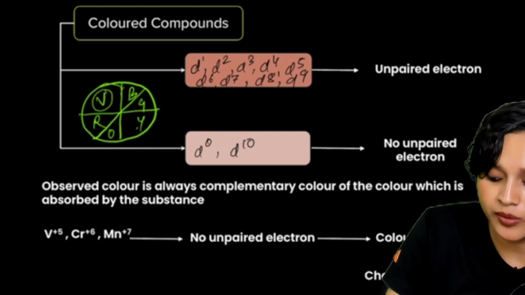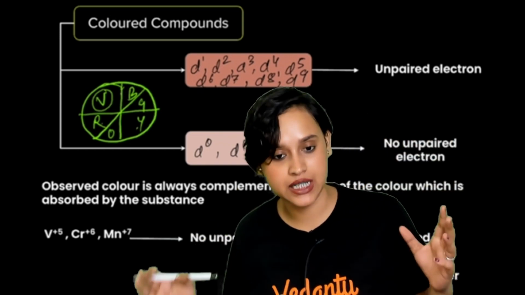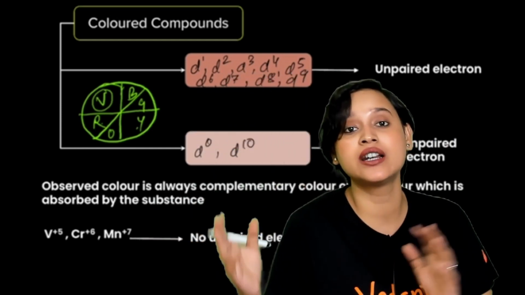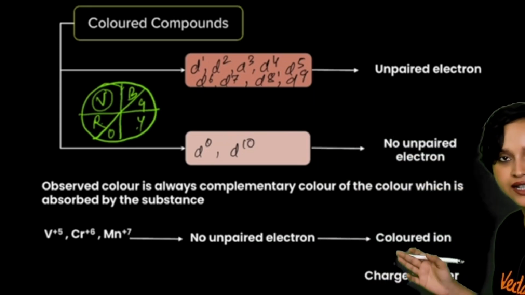If blue is absorbed, then red will be shown. If orange is absorbed, then green will be exhibited. Are you understanding? Whatever is absorbed, the complementary color is always visible. Is this clear, everybody?